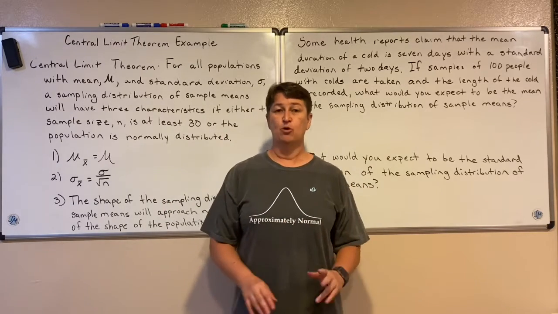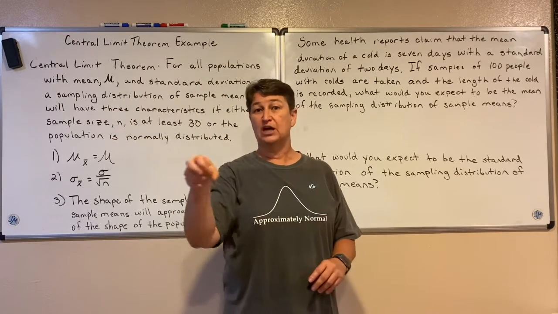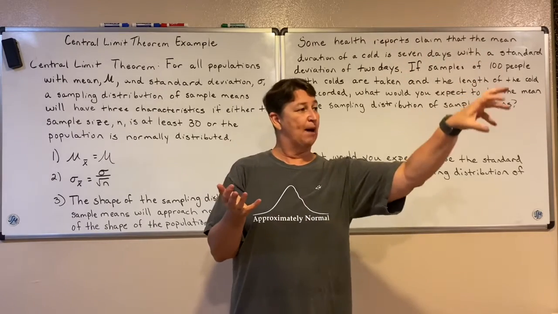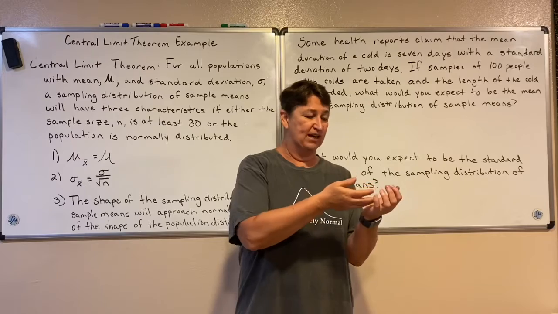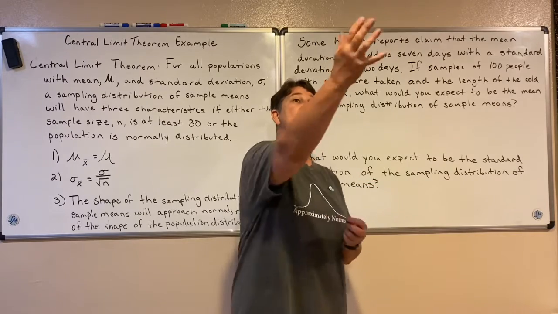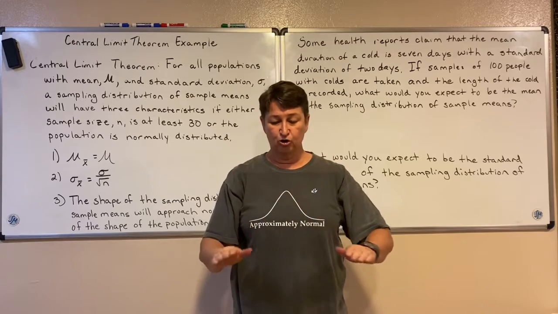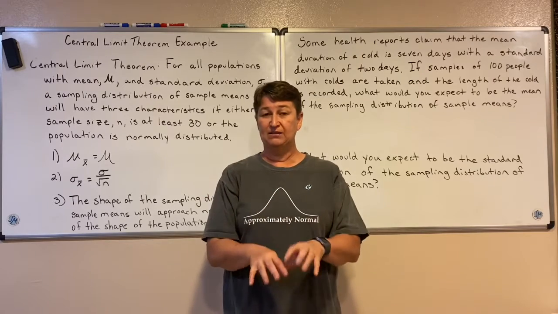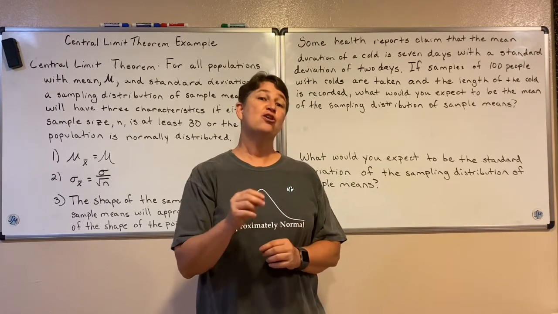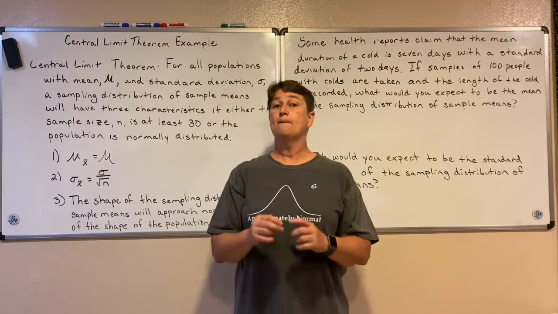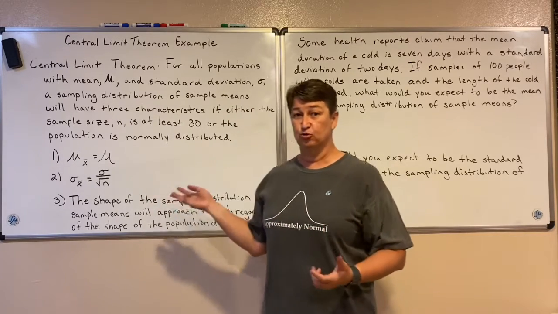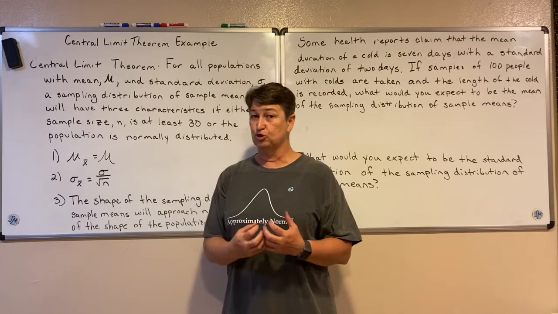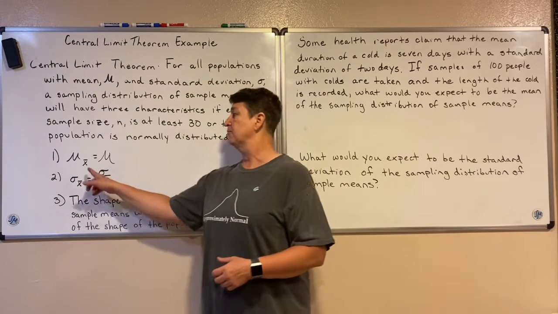No matter the shape, when I go into that population and I pull a sample and I find the mean of that sample, and then I pull another sample of the same size and I find a mean of that sample, and then I do that over and over again, and I create a whole new distribution of those sample means. That new distribution will have these three characteristics.